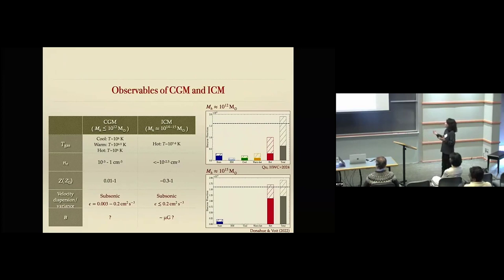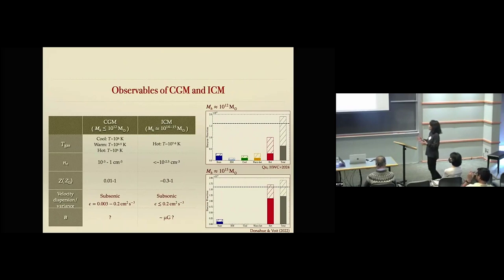When we talk about the circumgalactic medium, we are focusing, primarily driven by observations, on single galaxy halos with dark matter halo mass less than of order 10 to the 12th solar mass. For the ICM, we are focusing on really massive galaxy cluster halos, up to 10 to the 15 solar masses. Given the different mass scales, the temperature range is very different.